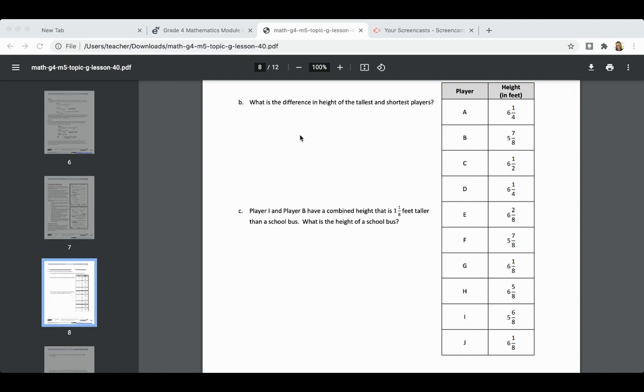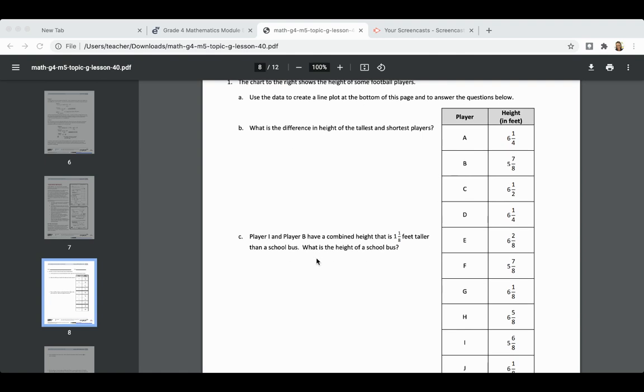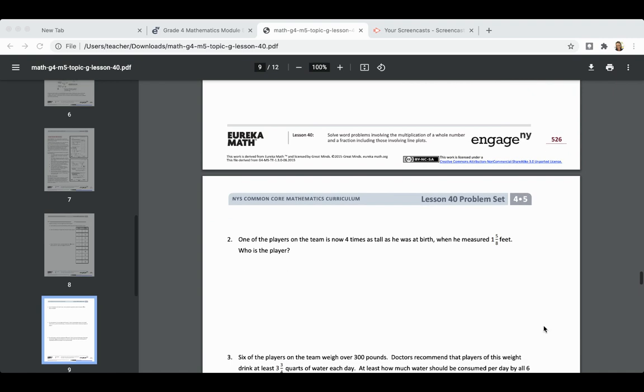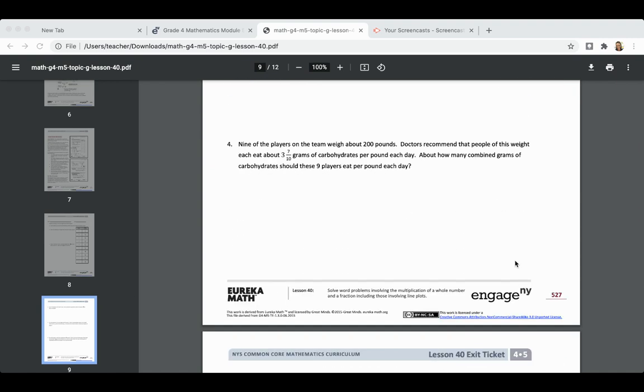So B says, what's the difference in height? Obviously, that would be subtraction, not multiplication. So you're going to be using other operations as you go. Please make sure you read carefully and decide which operation you need to use and with what information you're going to need. So all of this data in your line plot is going to be used to answer the questions on this page, 526, and the questions on page 527.